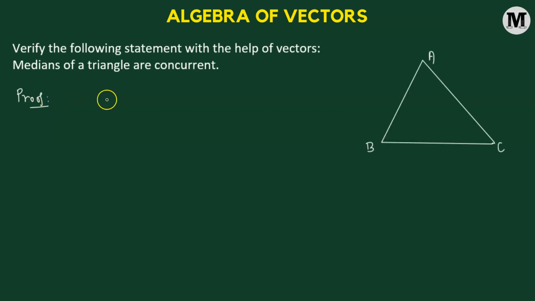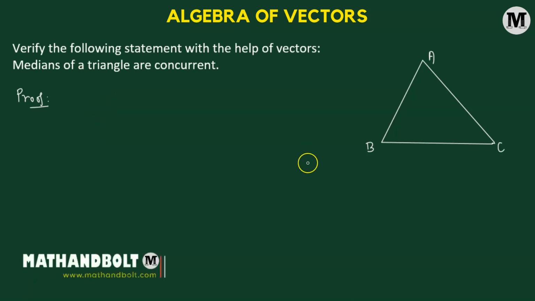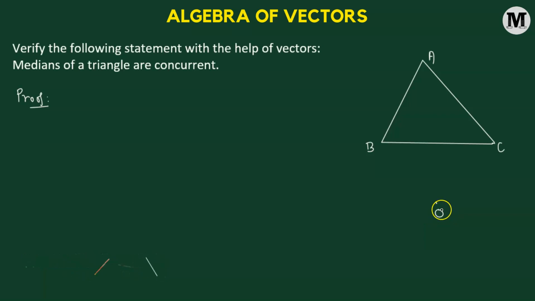Now, the vertices A, B, C of this triangle are going to be represented by some position vectors. That means we have an origin O. If we join the origin with the three vertices, then we get the three position vectors. So let A vector, B vector and C vector be the position vectors of the vertices A, B and C respectively of the triangle.